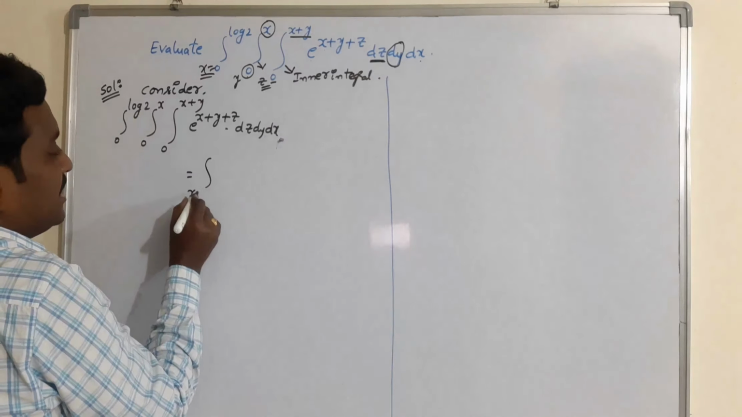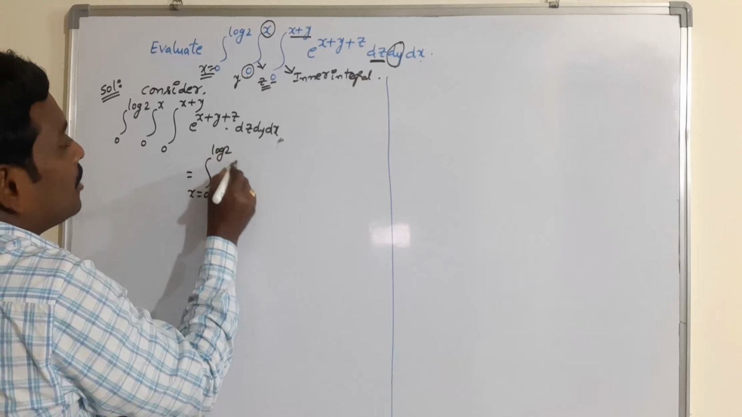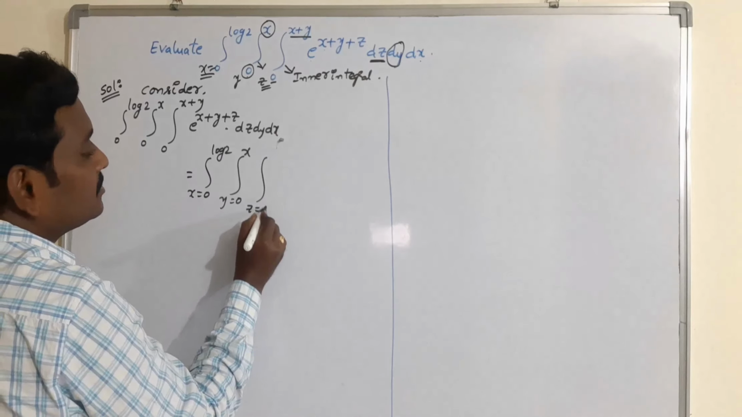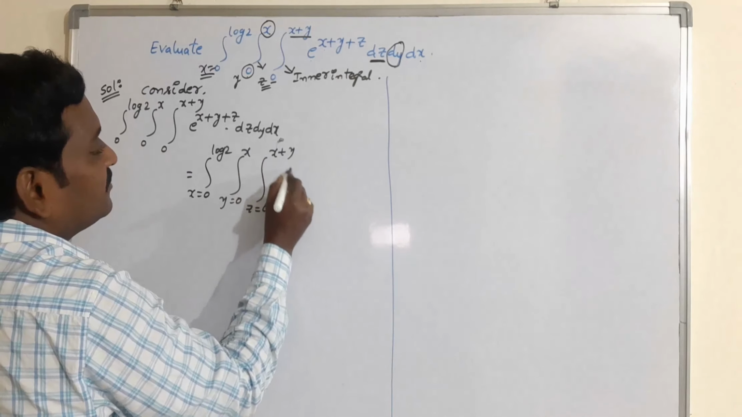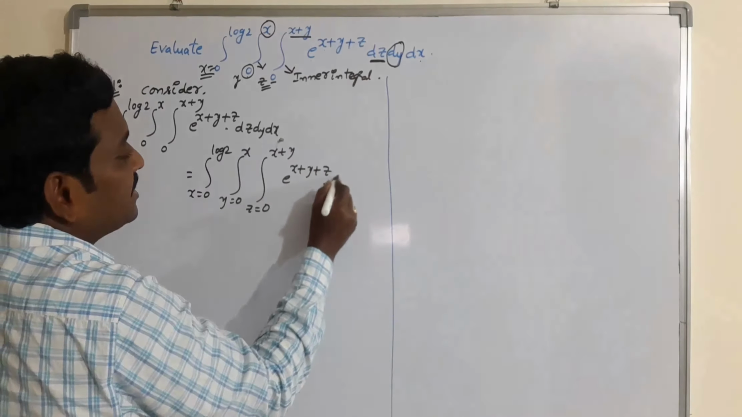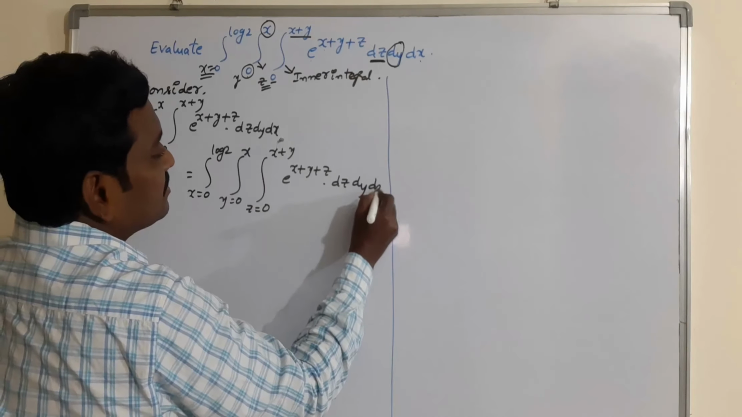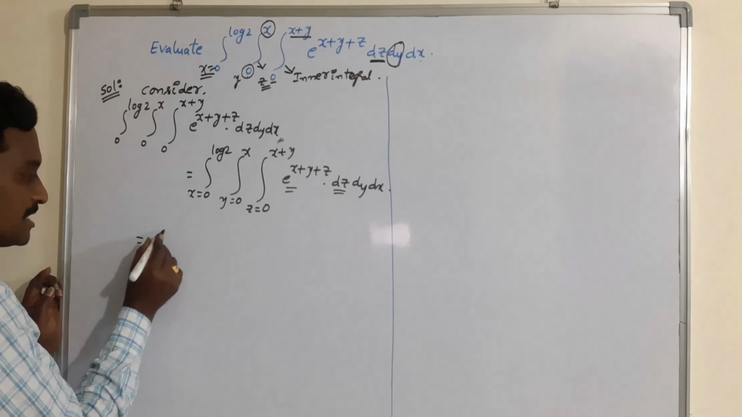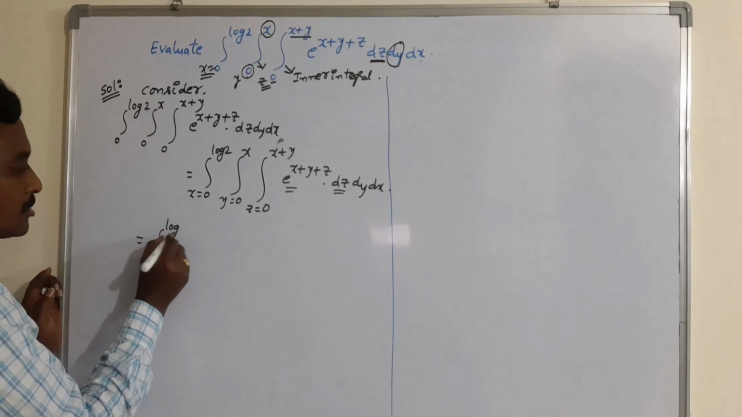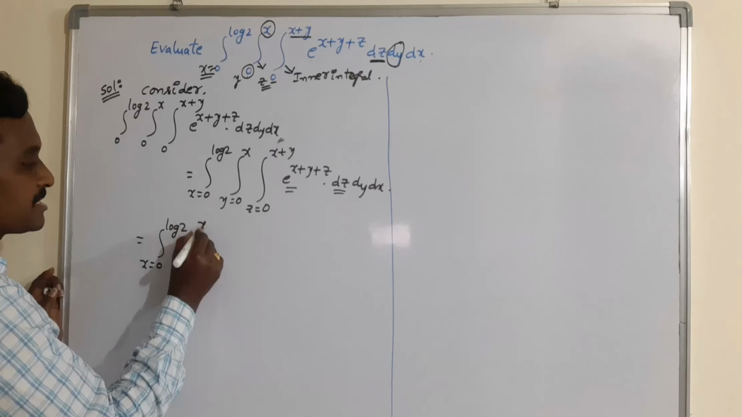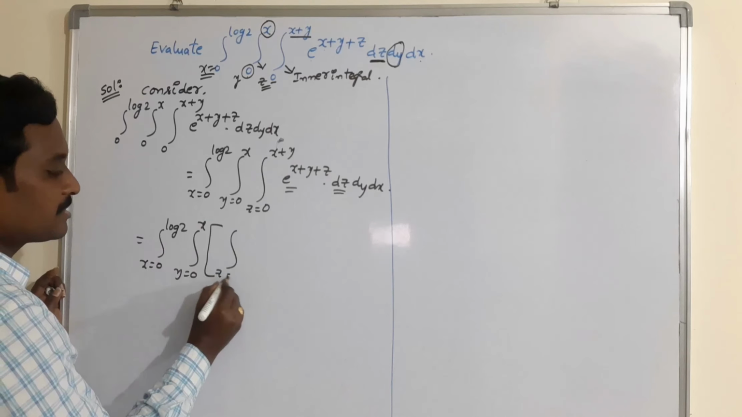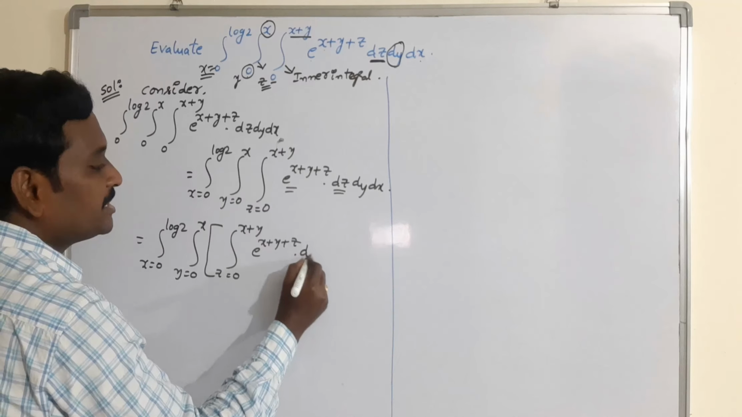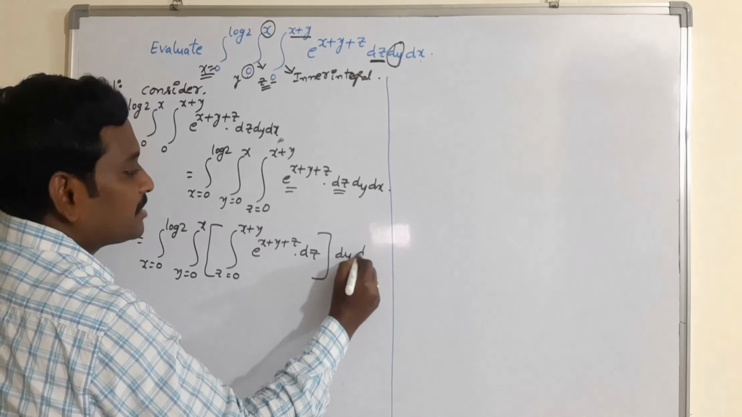So I will write the names as integral x is equal to 0 to log 2, integral y is equal to 0 to x, and integral z is equal to 0 to x plus y of the function e power x plus y plus z dz dy dx. First of all I will take the integration of this function with respect to z only. So integral x is equal to 0 to log 2, integral y is equal to 0 to x, open a bracket, integral z is equal to 0 to x plus y of e power x plus y plus z dz, close the bracket. You should write the bracket for this part.